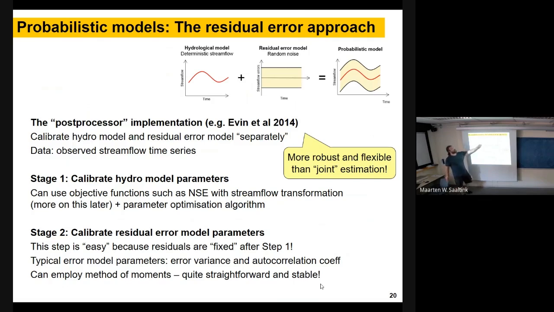Our hydrological model predictions are fixed, and we are really just estimating uncertainty around that model. And that step is quite easy when it's done in this framework, because the residuals can be calculated and they're fixed. If you're doing everything at the same time, then the residuals will vary. Whereas if you do the hydrology first, then the residuals can be calculated and you're just fitting the probability distribution to them. And that, I think, is quite a convenient approach in practice. What's also interesting is that it tends to be a bit more robust, as we discovered about 10 years ago.